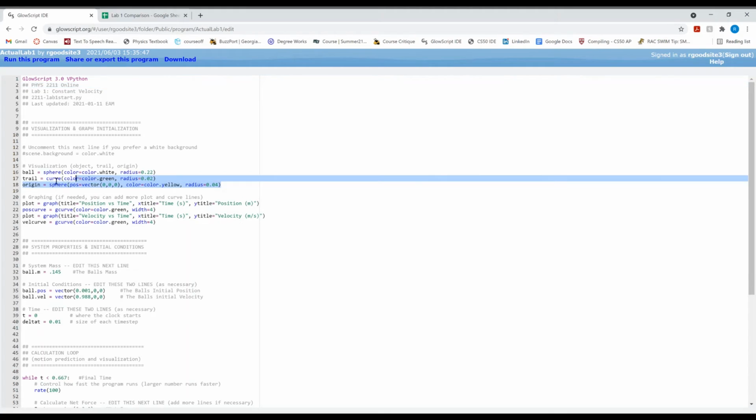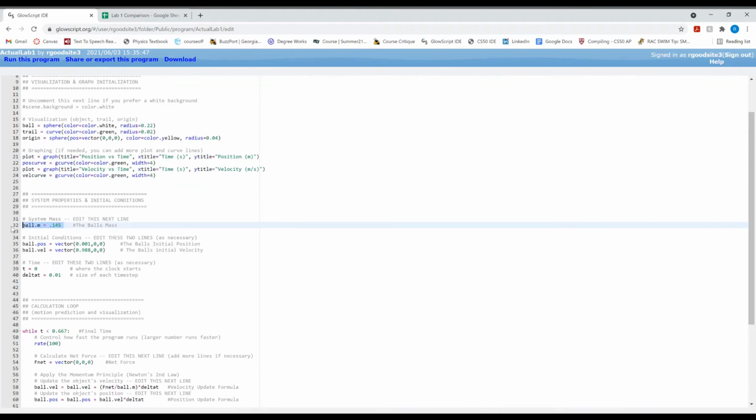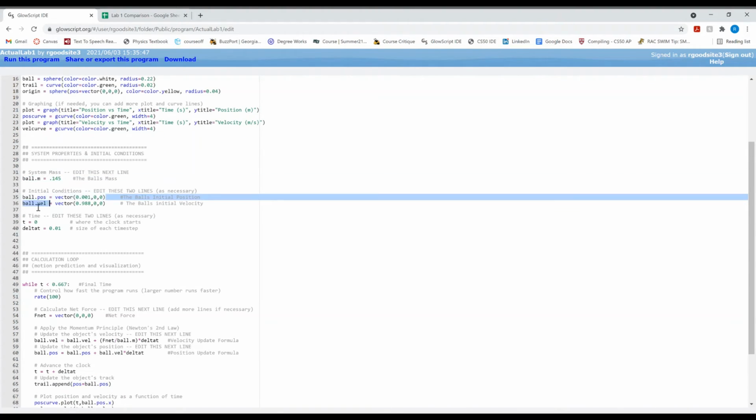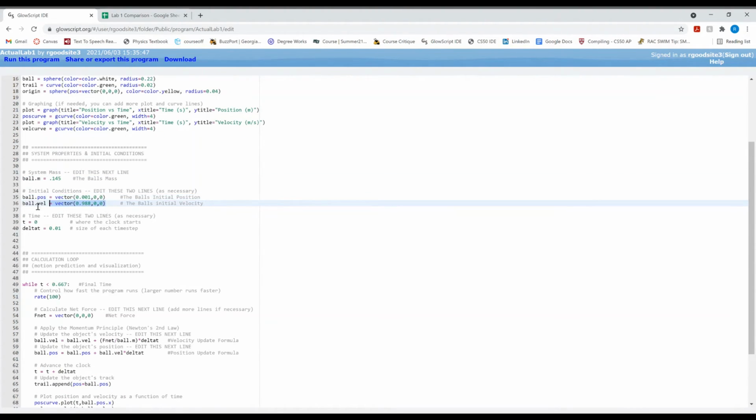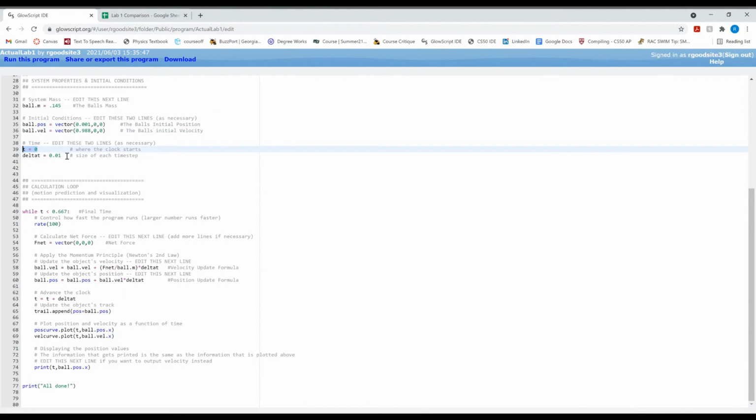Here in GlowScript, you can see this code creates a visualization of the ball. This creates the graphs and the tables. The ball's mass is here, which was found from a triple beam balance. The initial position was found from Tracker. The ball's initial velocity was found from points in Tracker. The start time is 0, with a time step of 0.01.